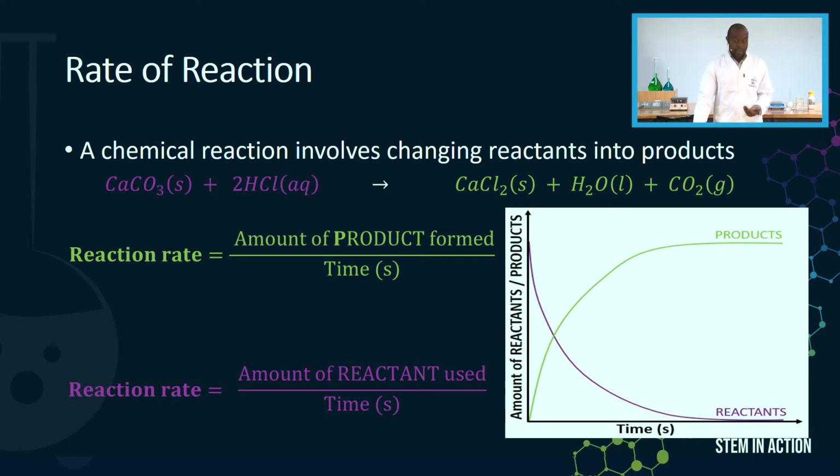And the same can also be observed with the reactant graph, that the gradient of the graph starts very steep, and it gets less and less steep as the reaction progresses, until such a time as when the gradient is now 0 and the reaction stops. So using such a graph, we can determine the amount of product or reactants at any given time.